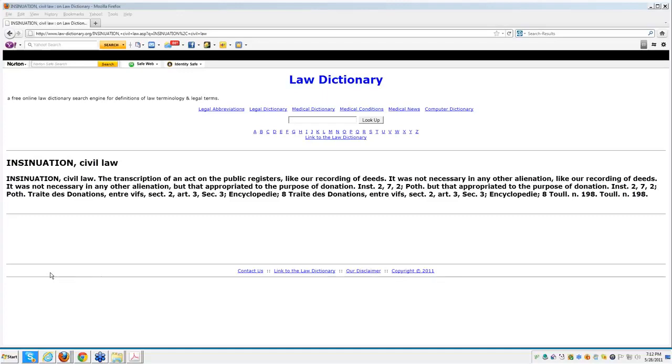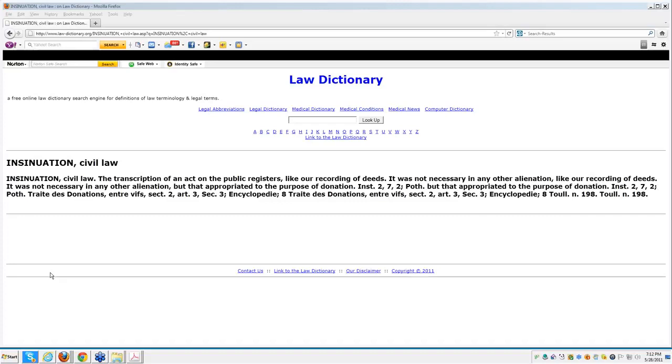Okay, what is it? There's key words here. Transcription, alienation, and donation are the key words in here. Okay, what does alienation mean? To alienate, to divest an interest. Yes. It means to transfer right, title, and interest.